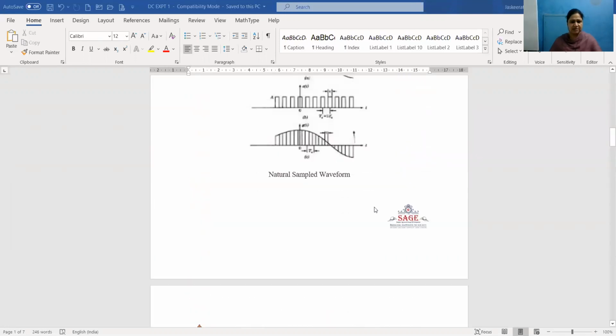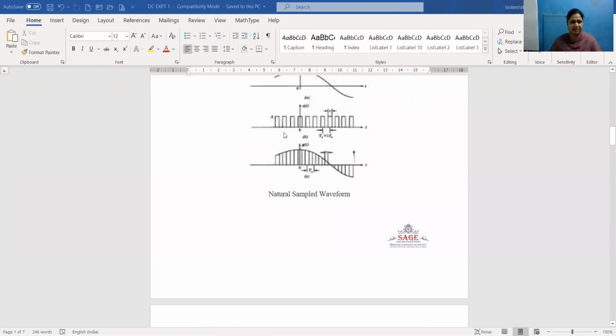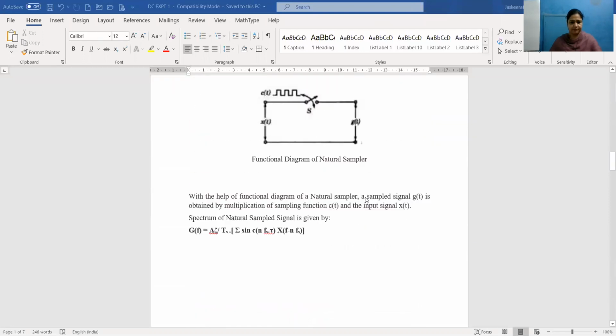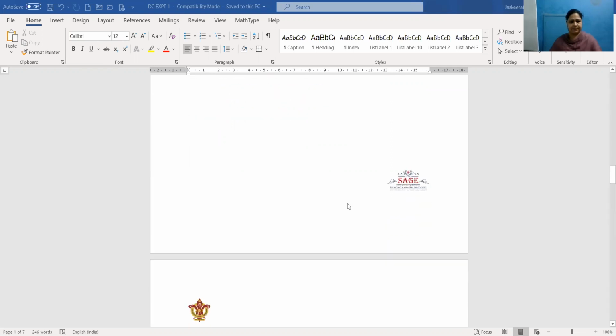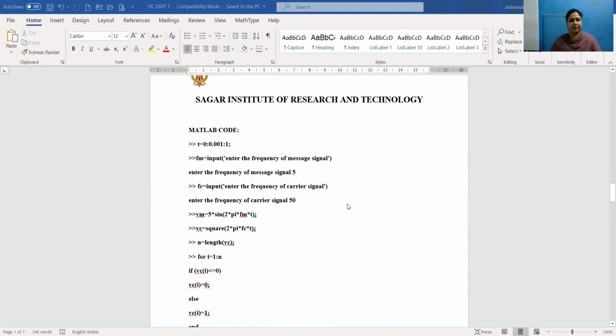So in this case, we will get the train of pulses whose top will follow exactly the flow of the message signal. Now this is the spectrum of the natural sample signal, which is given by A tau by Ts summation sinc function n fs tau and capital X f minus n fs, where Xf is given by the spectrum of the message signal xt. Now this is the MATLAB code for generating the natural sample signal.